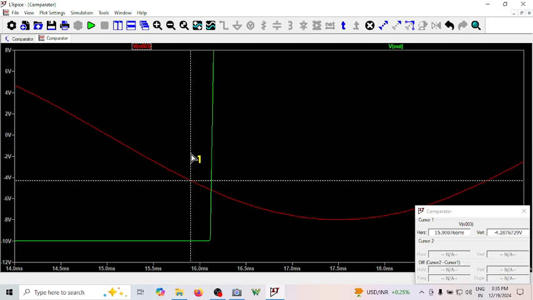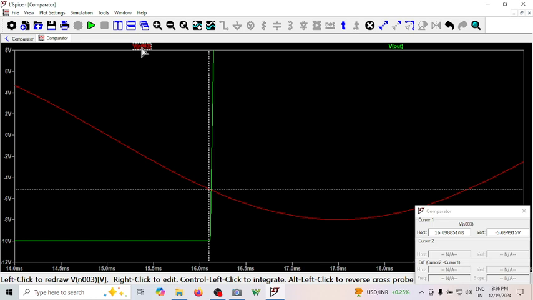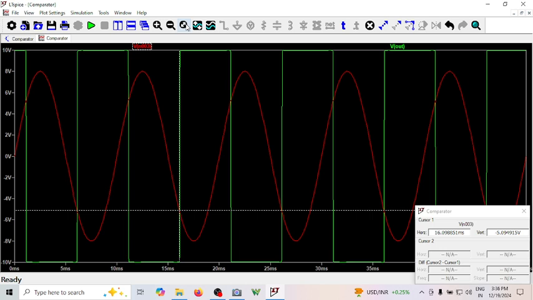Now whenever the input is minus 5, you can see this is almost minus 5. I'm moving on the red one, which is the input. When the input tries to go below minus 5, you have a transition from minus VCC to plus VCC. So this is the Schmitt trigger.